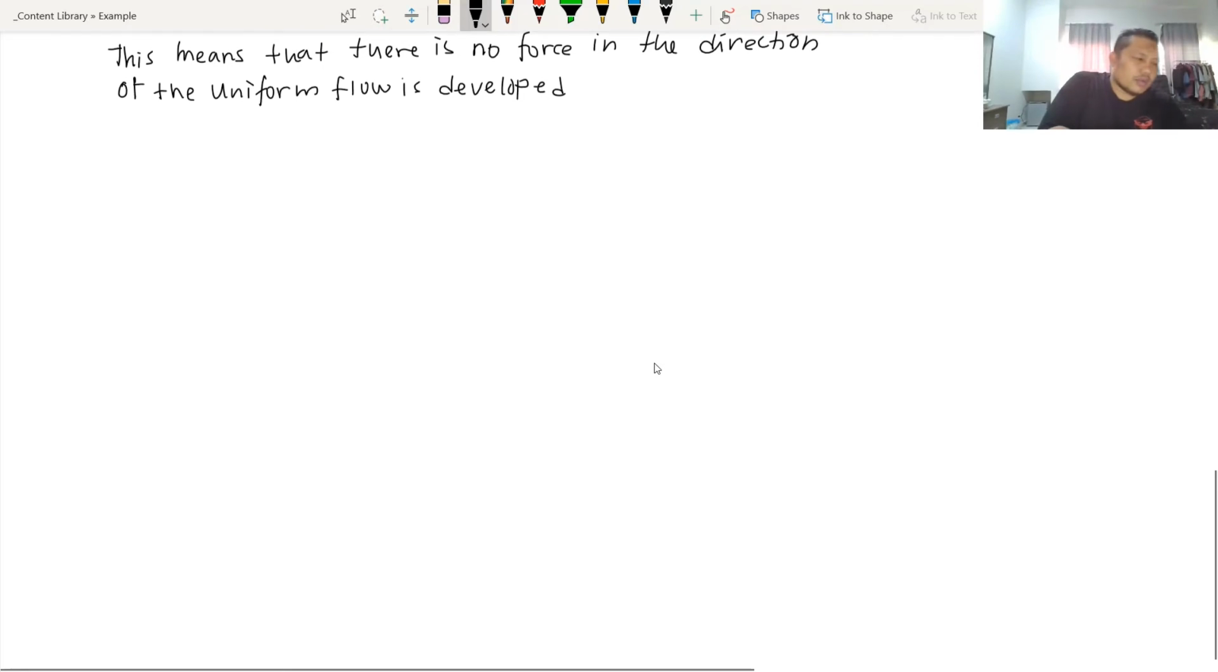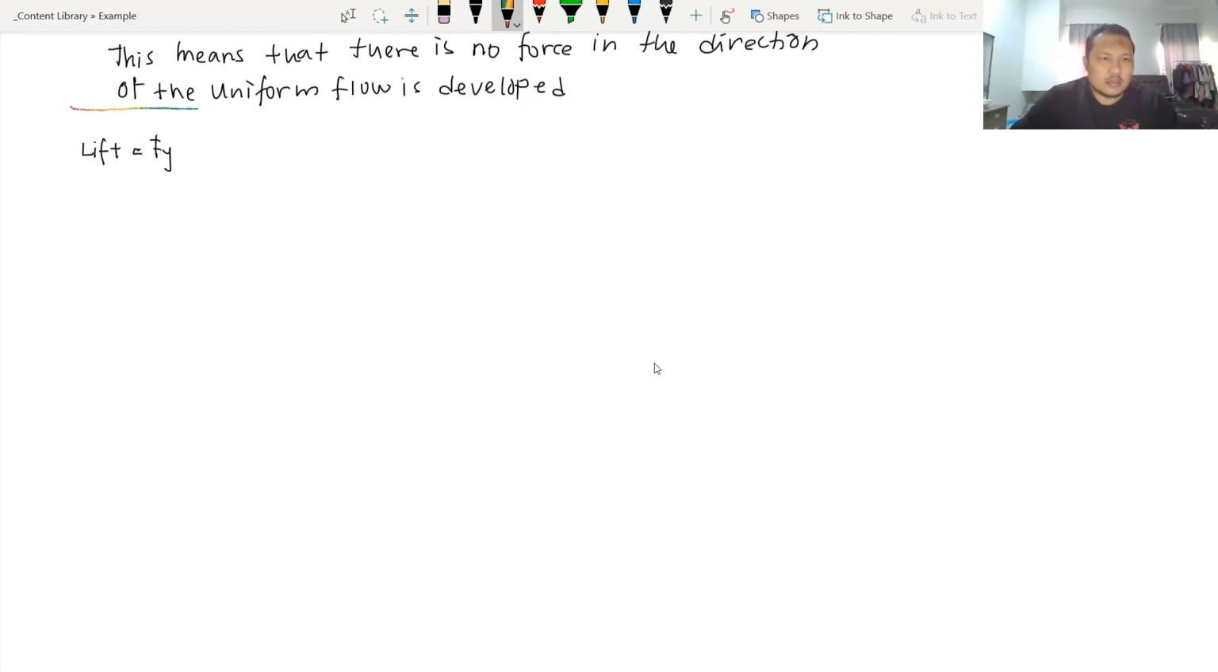Okay, now we continue to the next, which is we try to solve the lift. This is what the question asks us to prove. So for the lift, again, right here, this is equal to the Fy. We stop here.